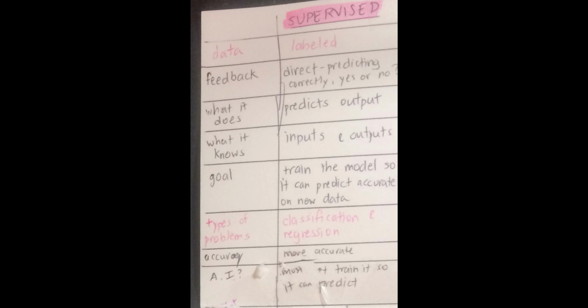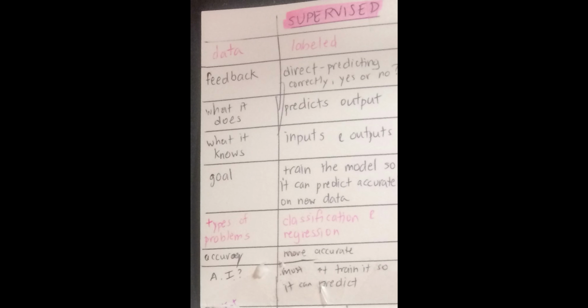What types of problems does it solve? Classification and regression. How accurate is it? It's more accurate than unsupervised. Is it AI? It's not really AI because it needs to be trained to be able to predict.